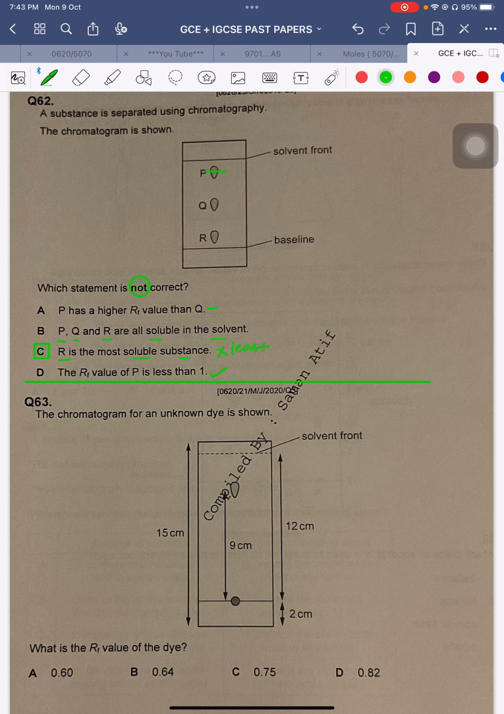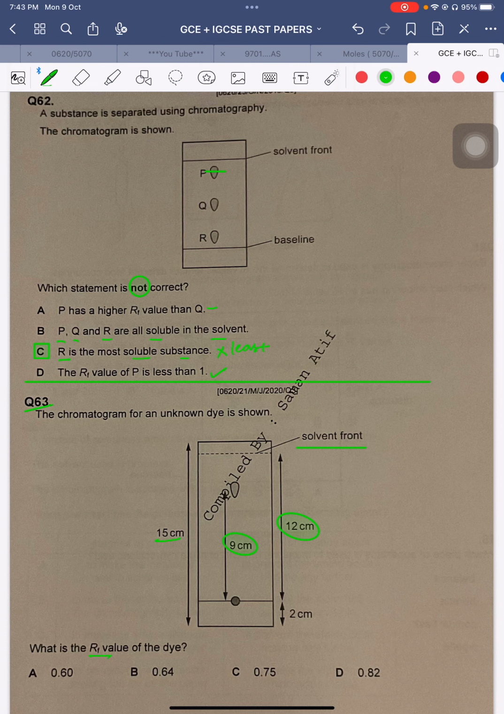The chromatogram for an unknown dye is shown. We can see the next question, question number 63. We can see the solvent front at the top, and 12 centimeters is the distance traveled by the solvent, and 9 centimeters is the distance traveled by the unknown spot. Whereas 15 centimeters is the total length of the paper, and this is the point, 2 centimeters is this distance.